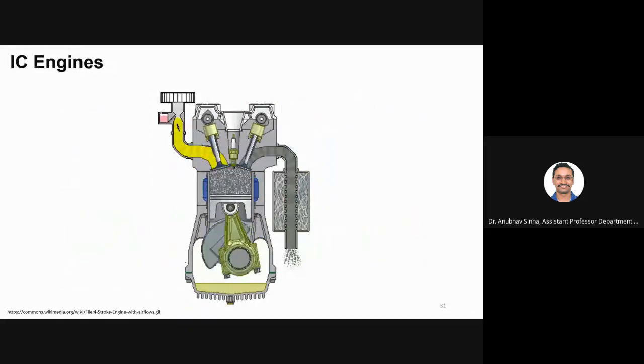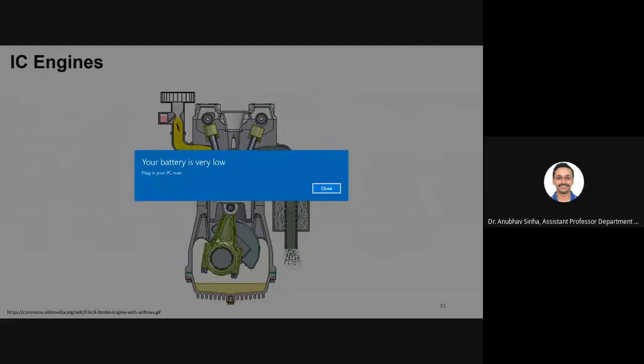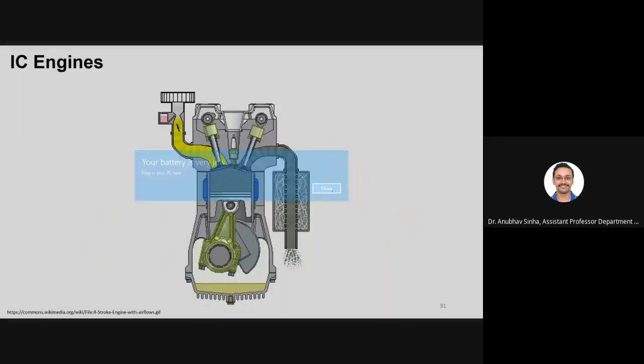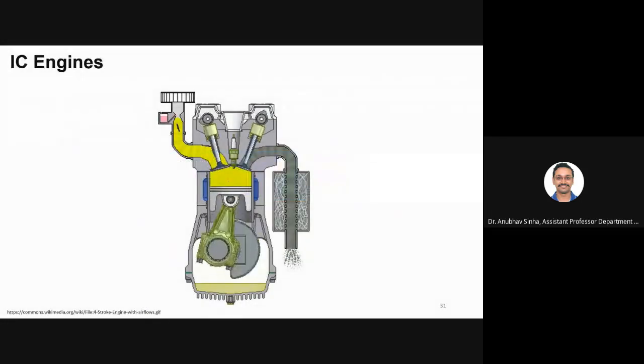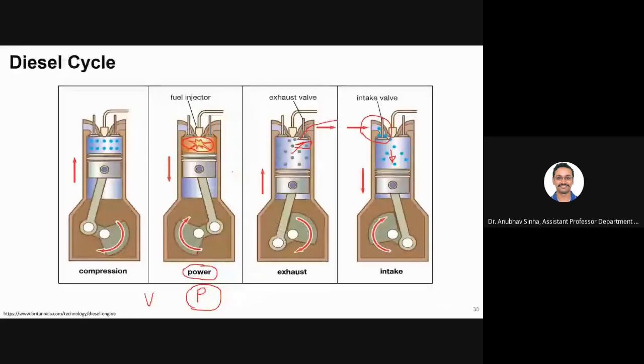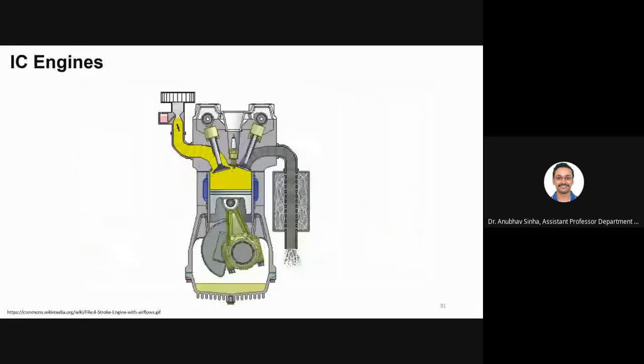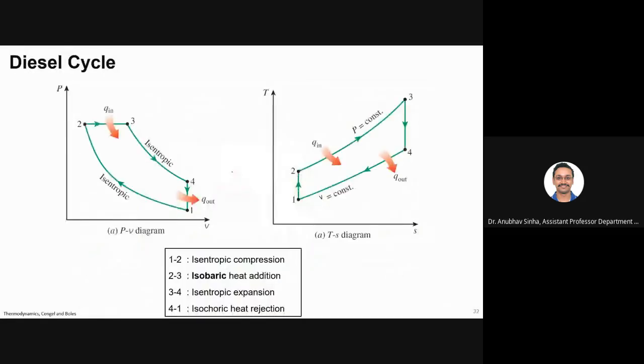So let us look at one more video. You can see the first stroke, air is coming inside, then diesel is injected, it burns, and then there's a spark plug. Sorry, this is a petrol engine. Whenever you have a spark plug, it is a petrol engine. I have put a wrong figure here. Anyway, this is what a diesel engine will look like.